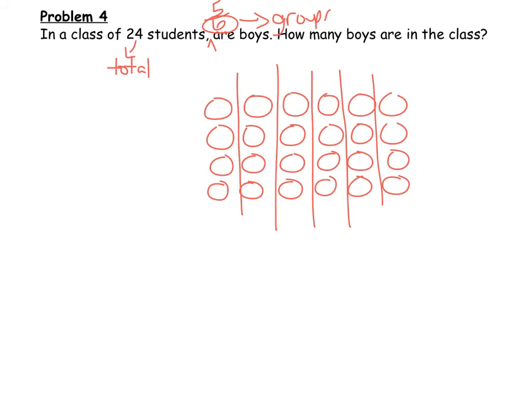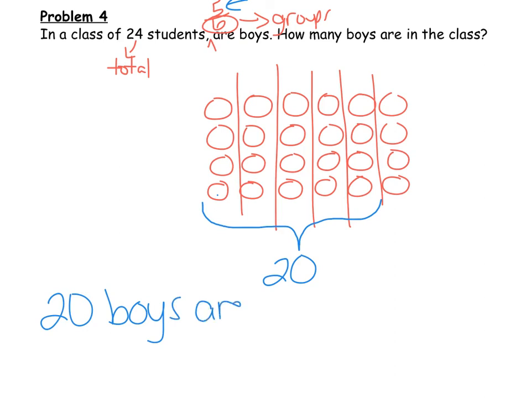But I'm not quite done. I now have to look at my fraction's numerator, because it's not 1, it's 5. So 5/6 of my groups are boys. So I need to count 1, 2, 3, 4, 5. So I need to count how many are in those 5 groups of the 6. So 5 times 4 is 20. So how many boys are in the class? 20 boys are in the class.